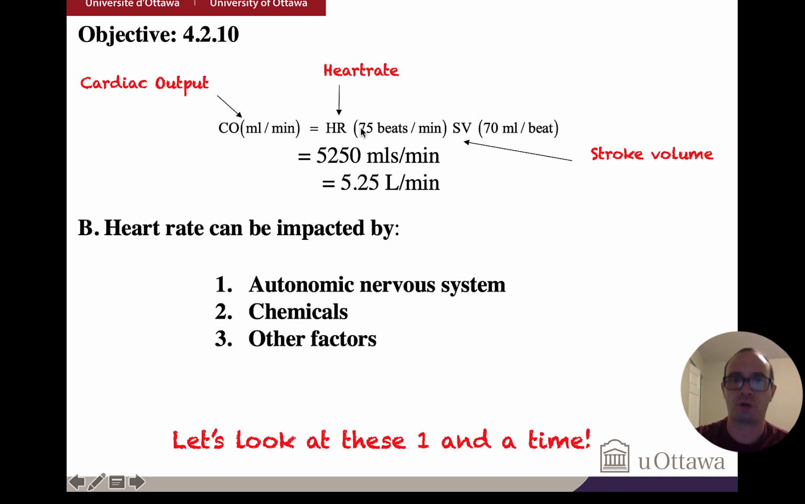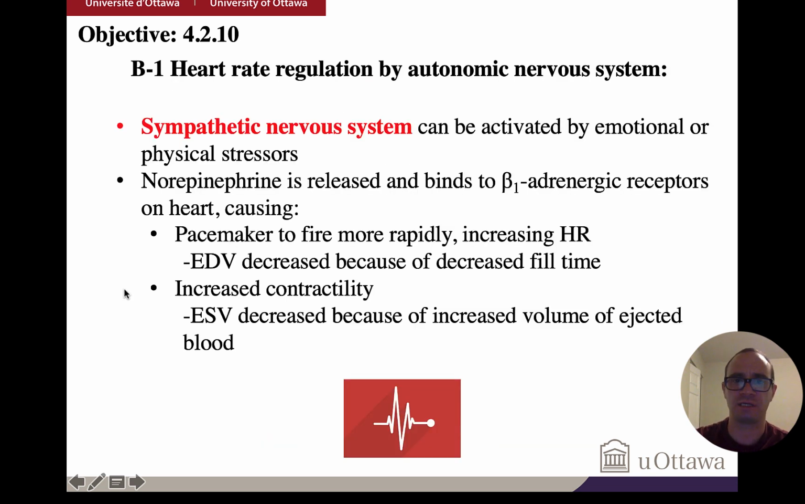The other thing is heart rate. Heart rate is, again, a little bit more intuitive to understand, so it's the number of beats per minute. And this can also be impacted by a variety of different things. So the autonomic nervous system, which we learned about already at the beginning of the lecture, various chemicals, and then other factors, which of course are going to work probably through one or two of these. So again, let's look at these one at a time.